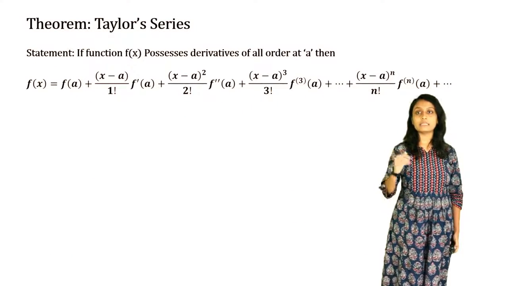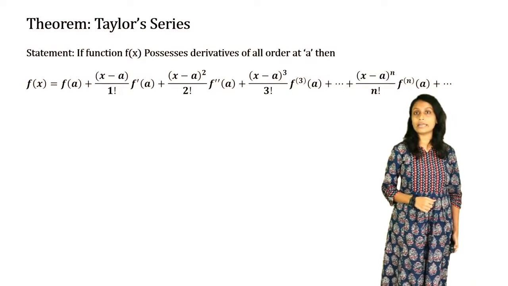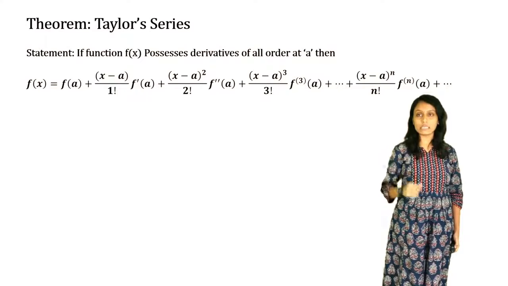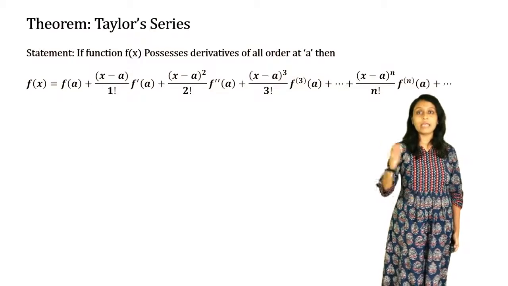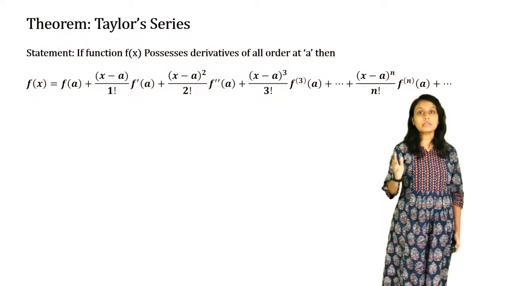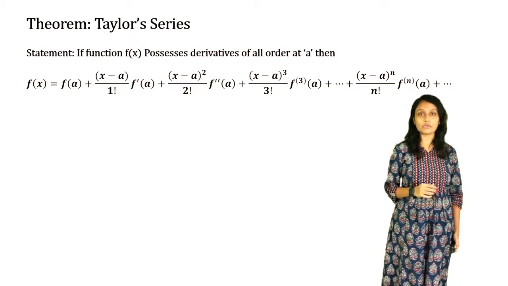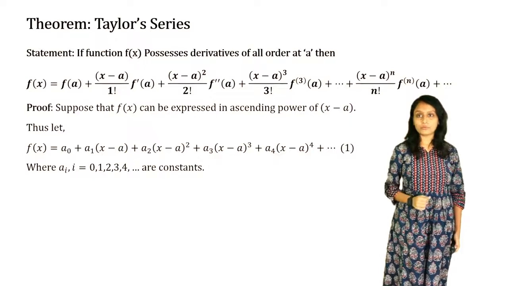So firstly we will see the statement. The statement is, if function f(x) possesses derivatives of all orders at a, then f(x) is equal to f(a) plus (x minus a) upon 1 factorial into f dash a plus (x minus a) whole square upon 2 factorial f double dash a and so on, plus up to the nth term, that is (x minus a) raised to n upon n factorial into f raised to n at a. So we'll see its proof.